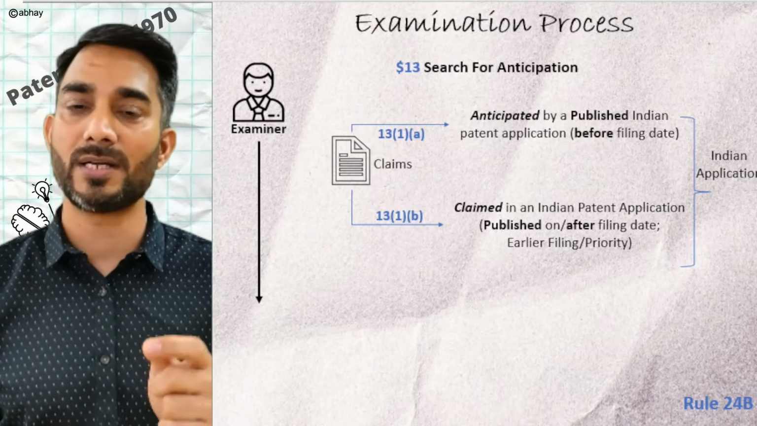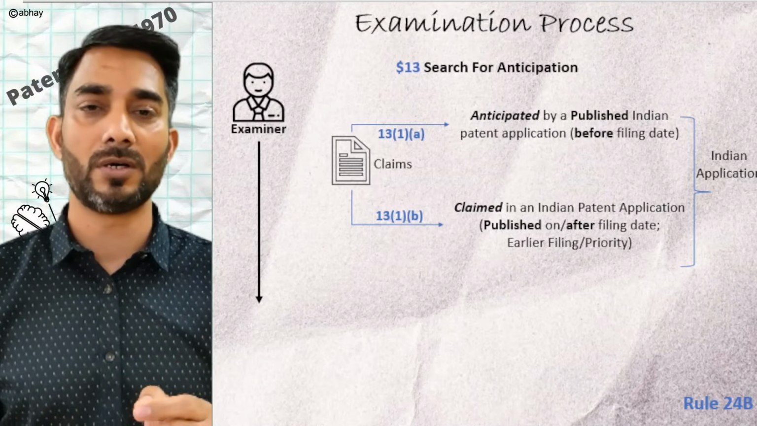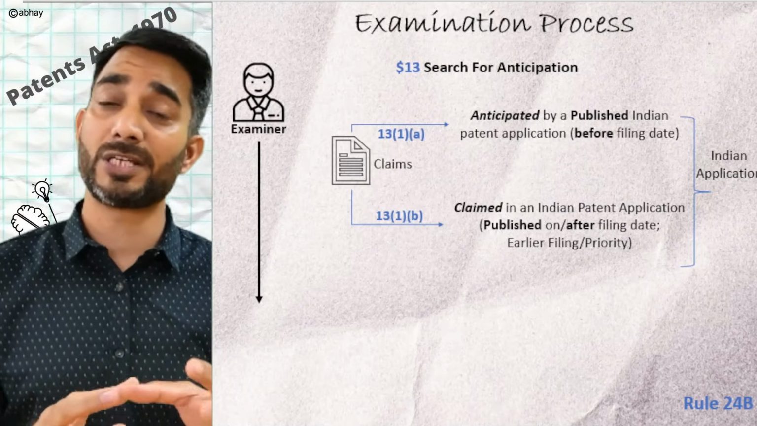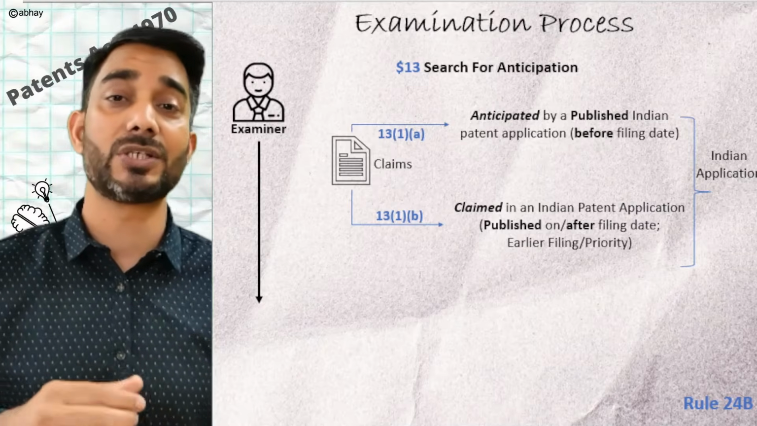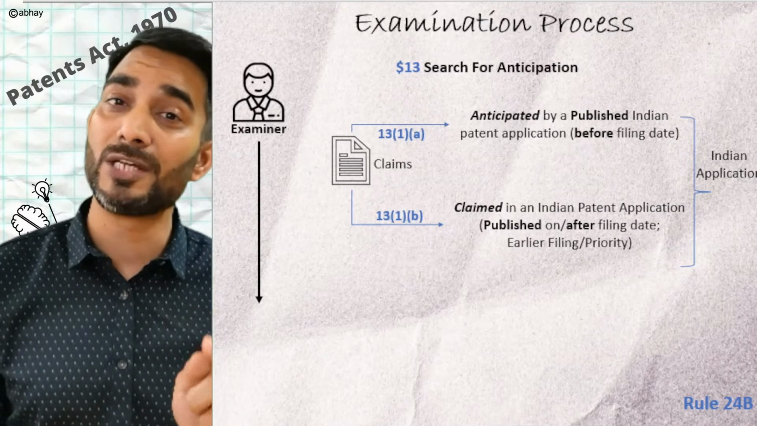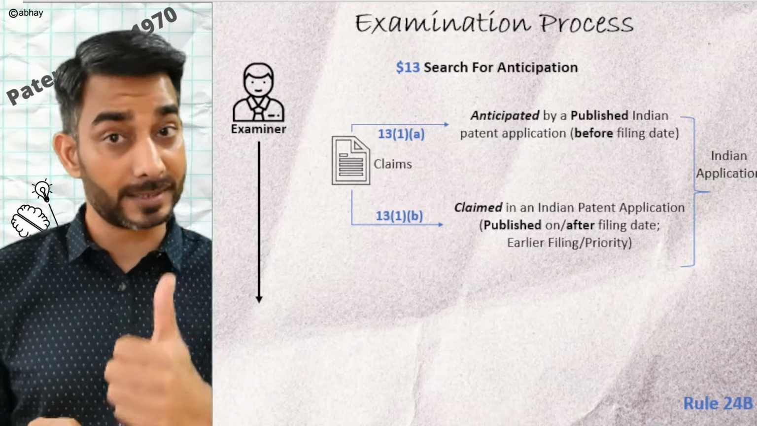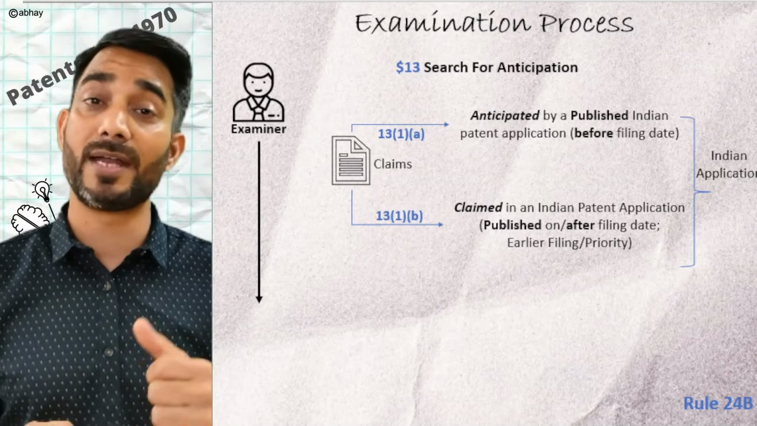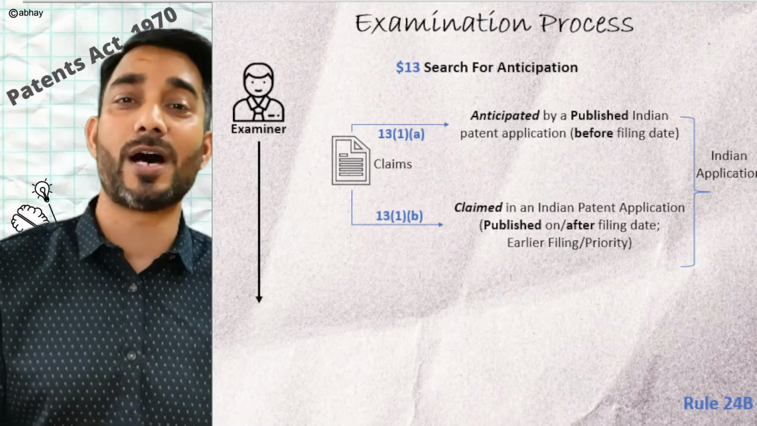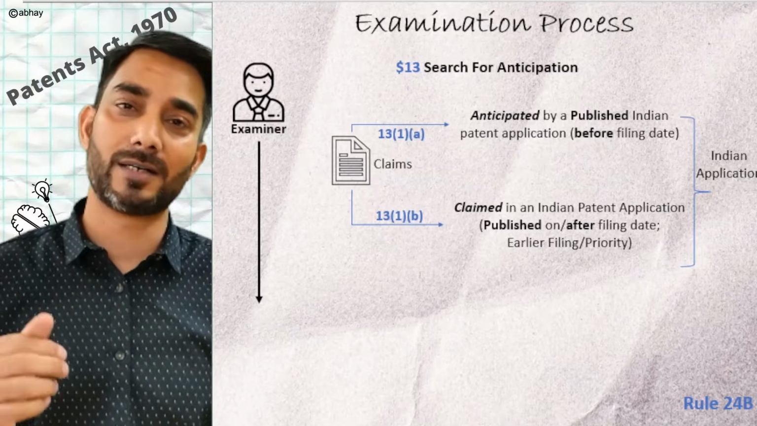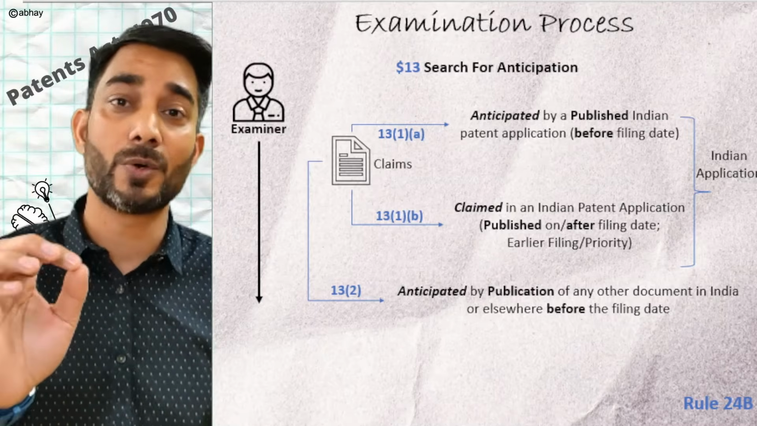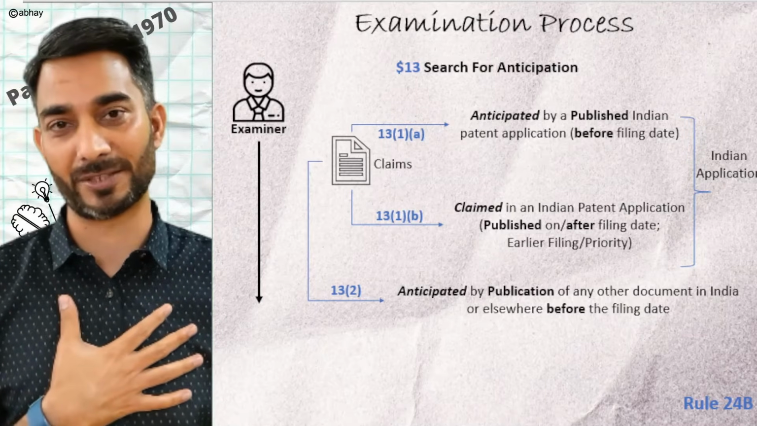Now 13.1(a) talks about the invention being anticipated by publication of Indian applications which are published before the filing date. Section 13.1(b) talks about the invention being claimed in the claims of Indian patent applications which are published on or after the filing date of our application. Another set of documents are all other documents which are published before the filing date of our complete specification.